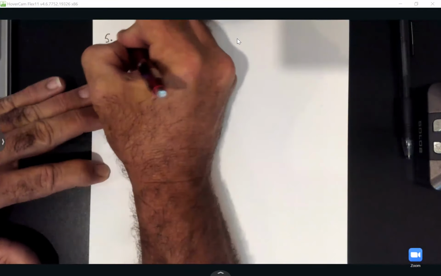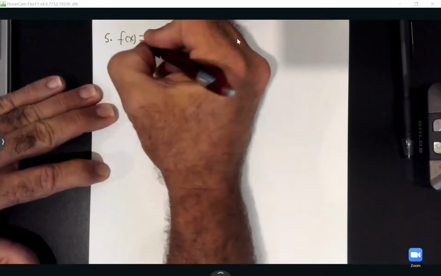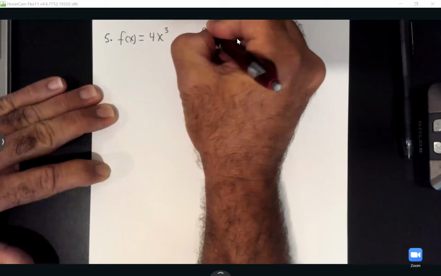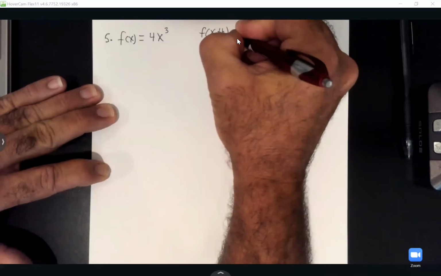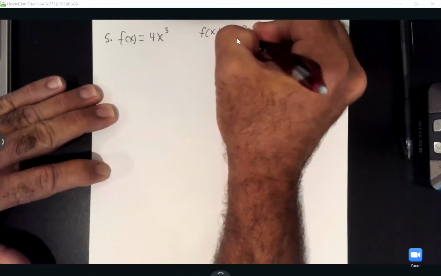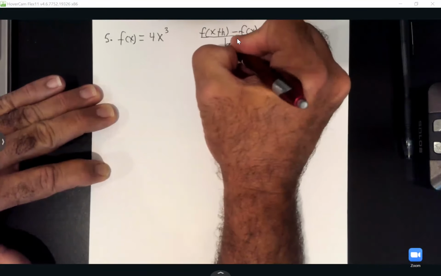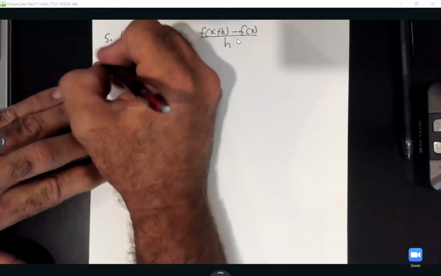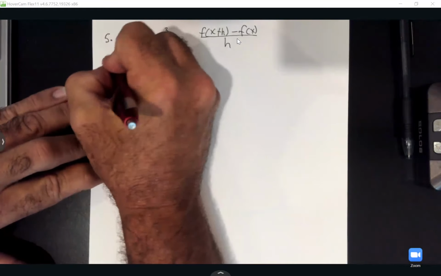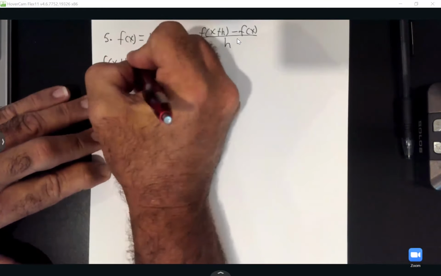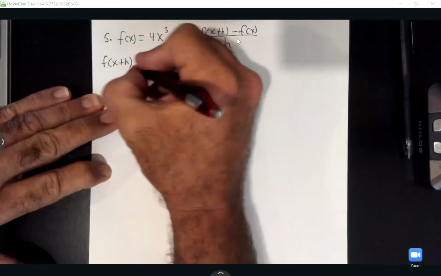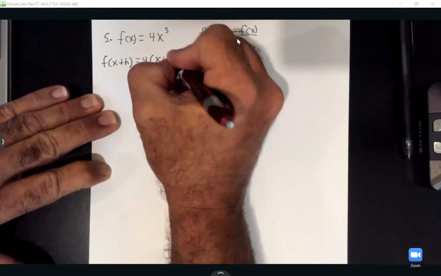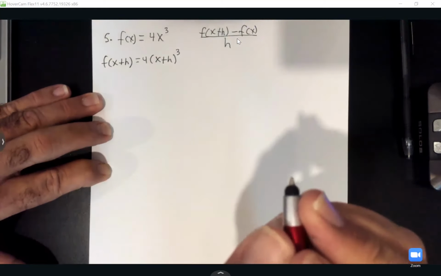But y'all look at this one. This one is just f of x equals 4x cubed. So here's our formula again, f of x plus h minus f of x all over our h. So this don't look too bad. There's just one thing here, but let's see what happens when we find f of x plus h. That's going to be 4 times x plus h cubed.